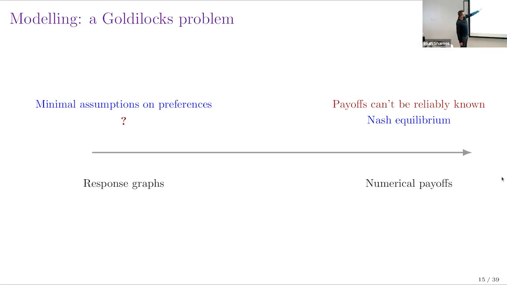Okay, I said modeling is the Goldilocks problem. We said, okay, numerical payoffs are fictitious stuff anyway, but they allow us to talk about Nash equilibrium. But at the same time, the payoffs cannot be reliably known. With response graphs, we have abstracted away the need to know cardinal values for payoffs, but the solution concept is a bit unknown. So that's where we are going to ask a question.